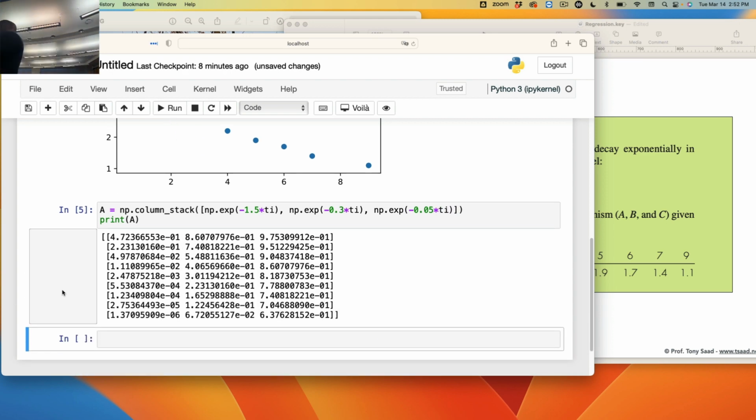Now, if you look at this matrix A, first, it has 3 columns, exactly as we expect, because we have 3 basis functions. First basis function, second basis function, third basis function, evaluated at t1, t2, t3, t4, etc., all the way to the last t. This is not a square matrix and should not be a square matrix. It's n, the number of data points, times 3.